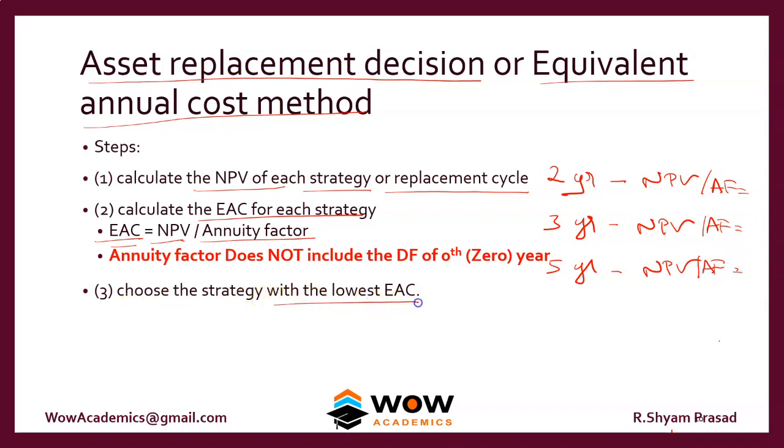Choose the strategy with the lowest EAC. Okay, so what we are trying to do is to reduce the total cost of operating an asset. So we have to choose the answer which has the lowest EAC. So this is about the asset replacement decision.